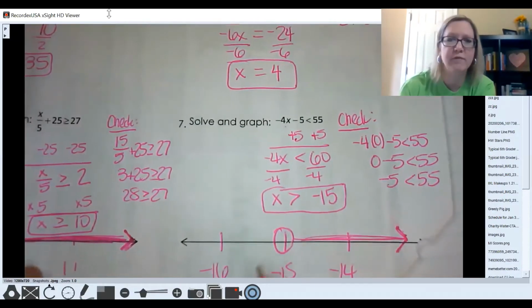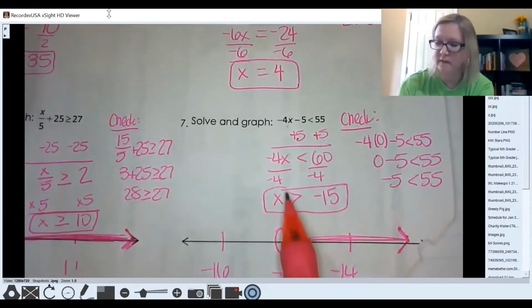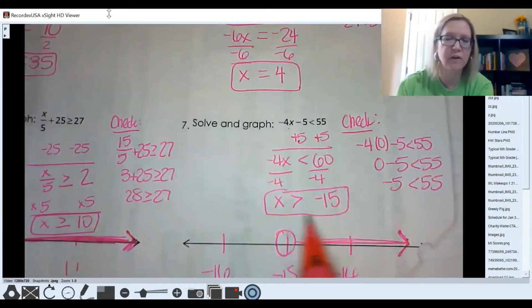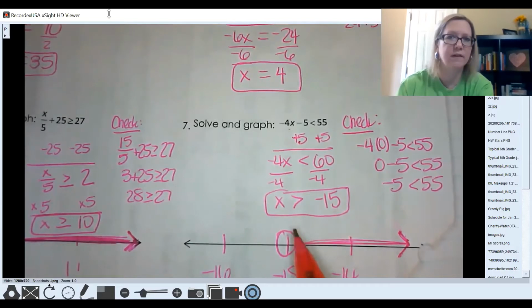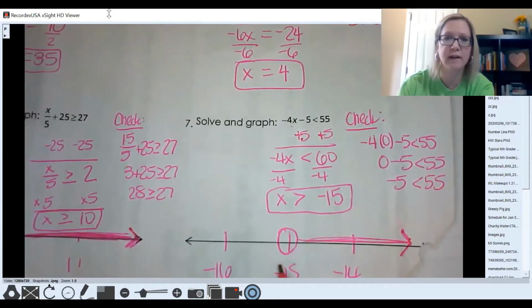And then when you go to graph it on the number line, since x is greater than negative 15, it's not greater than or equal to. We're not including negative 15 as part of our solution. So we have an open circle on negative 15. And since it's greater, we shade to the right.